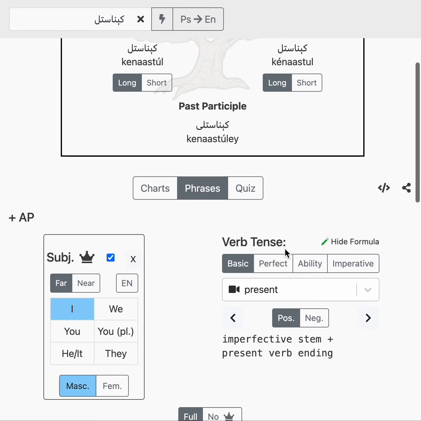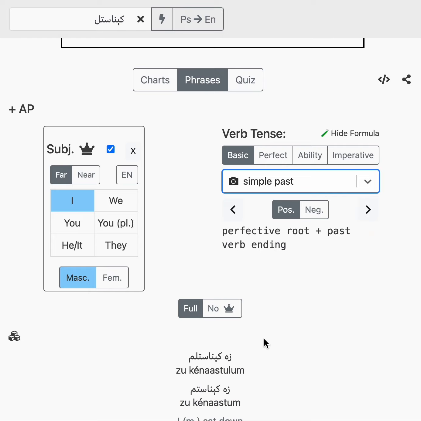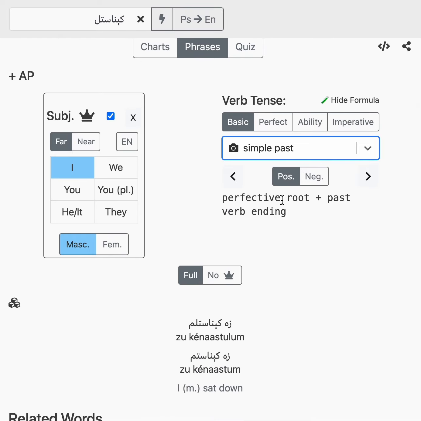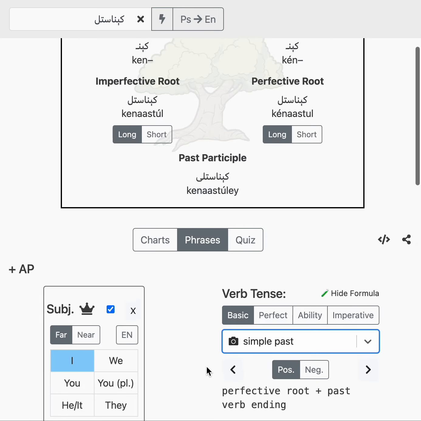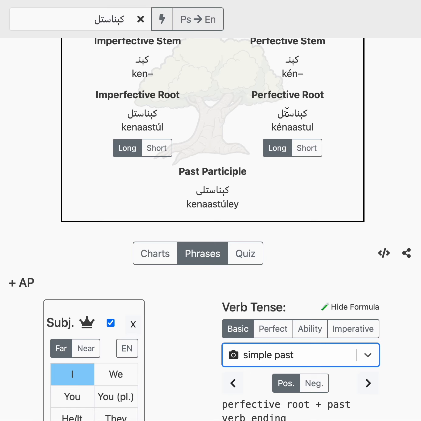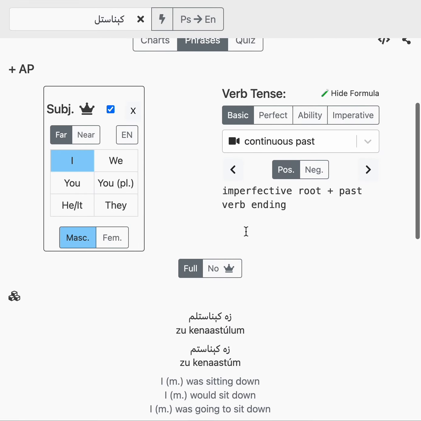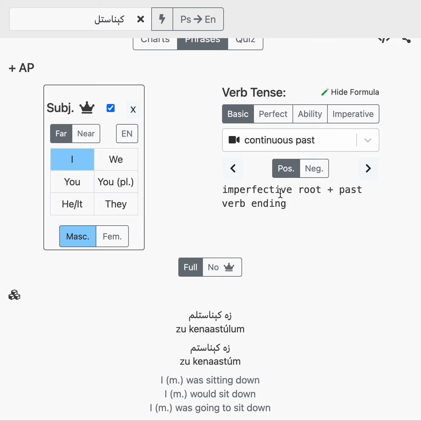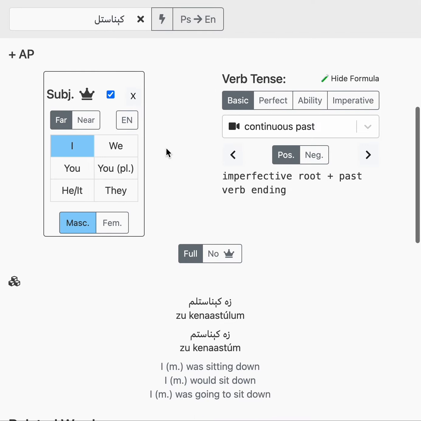That means if we're going to talk about the past tense, let's say a simple past uses the perfective root and a past tense verb ending. So za kenastalum or za kenastam. So that we're using the perfective root there, kenastal. But if we say something in the continuous past, then it's going to be the imperfective root and the past verb ending. So there kenastal is the root. So it's za kenastalum or za kenastam.